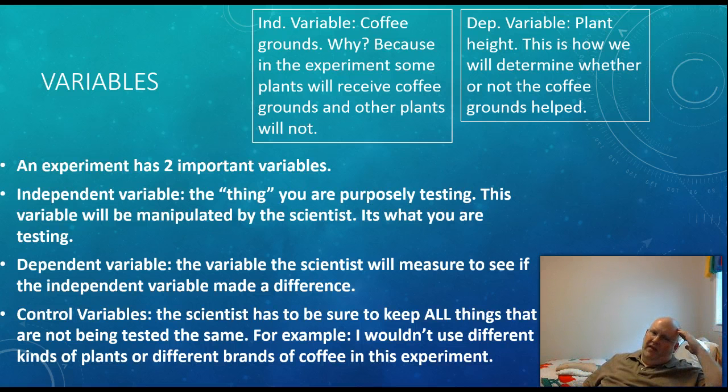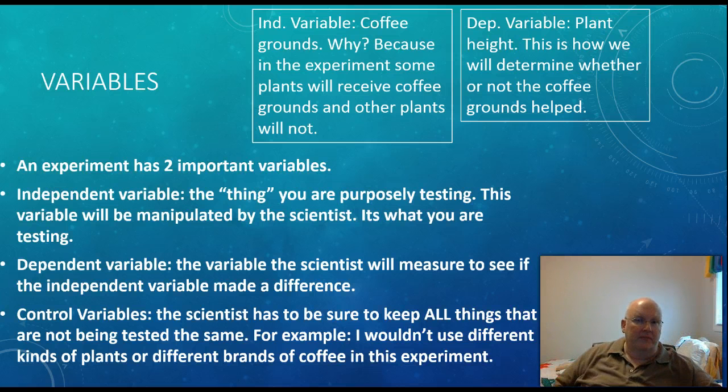Then finally, we have things like control variables. We're going to make sure that everything that we're not purposely testing, in this case the coffee grounds, are controlled. They're the same. For example, you don't want to use different plants in your experiment. You don't want to use different brands of coffee. You don't want to use different amounts of coffee. You want to use everything the same, except some plants will get coffee and some won't. Those are called control variables.